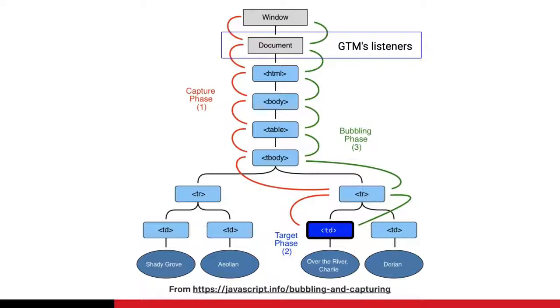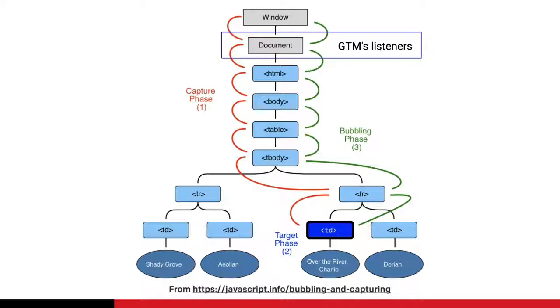So the body element is descended from the HTML. Then there's a table, which has a table body, and it has 2 table rows. So 2 TR elements are descending from table body. And both of those table rows have 2 cells each. So 2 table cells each. And then those table cells have some text within them, like Shady Grove, Aeolian, and Dorian, and so on.